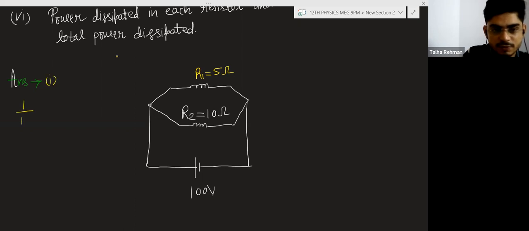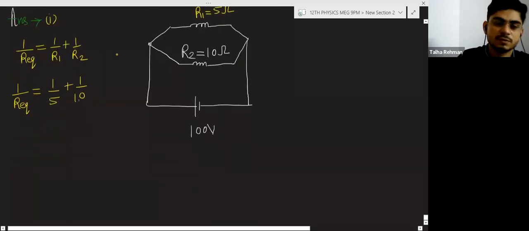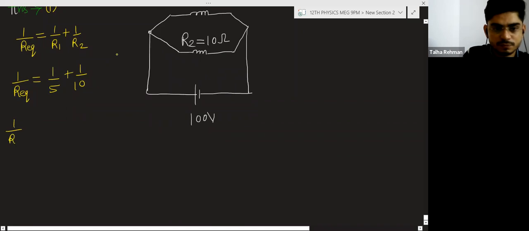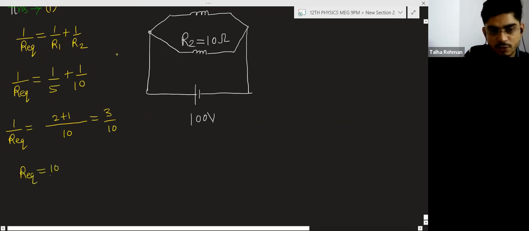So, for the equivalent resistance, we will use this formula. We have two resistances, so we will use 1 upon R1 plus 1 upon R2. If we have three, then we will use 1 upon R1 plus 1 upon R2 plus 1 upon R3. 1 upon R equivalent is equal to 1 upon 5 plus 1 upon 10. Then R equivalent from here, take the LCM. This is 10. This is 2 plus 1. This will become 3 by 10. And R equivalent, you will get 10 by 3 ohm. The first answer is this.